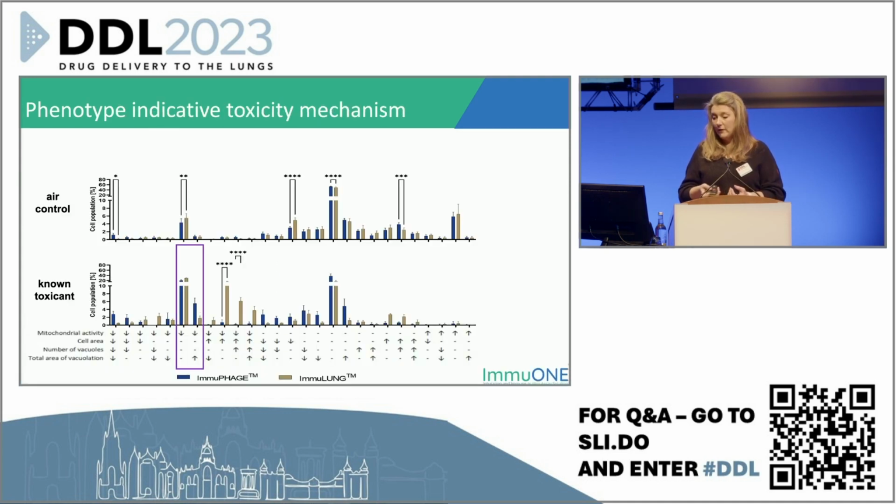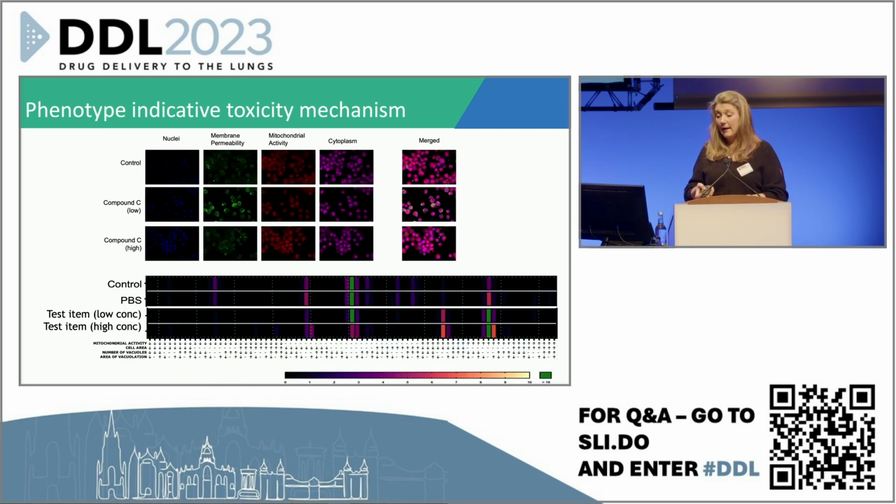Here's an example of an air control and a known toxicant. When you're looking at average data, you can't see any difference. But when you look down into the individual cells, you can see that the phenotype of these cells was much lower metabolic activity combined with an increased cell area, which indicated an autophagic response, which was actually the mechanism of action of the cell death.